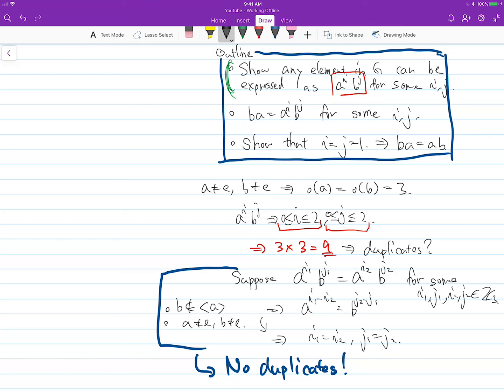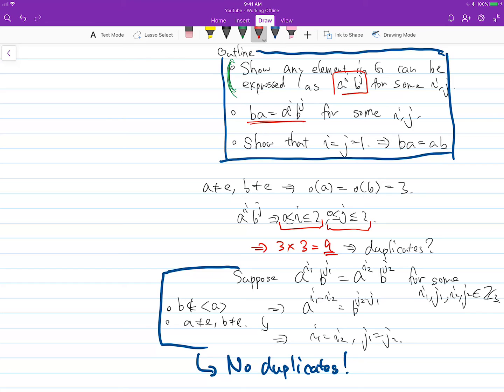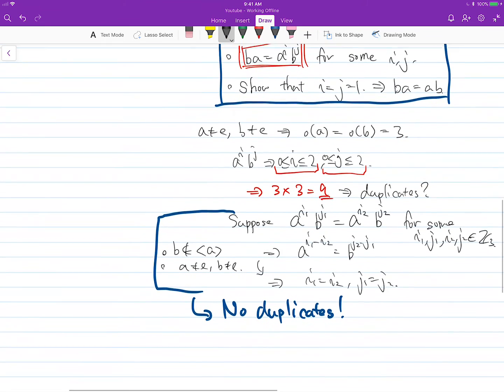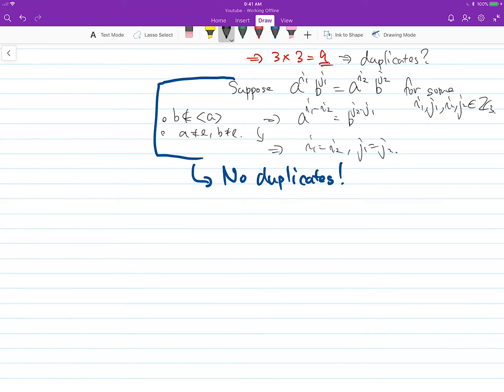So that means BA is clearly A to the I, B to the J for some I and J. And then to show that I and J have to be both 1, we kind of have to go case by case. There are 9 possible cases, but we actually don't have to do all of them, because BA cannot possibly be E from the way we chose B and A. This is clearly not A or B either, because otherwise one of A or B would be the identity element.